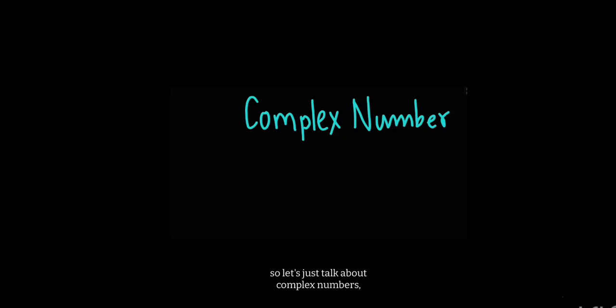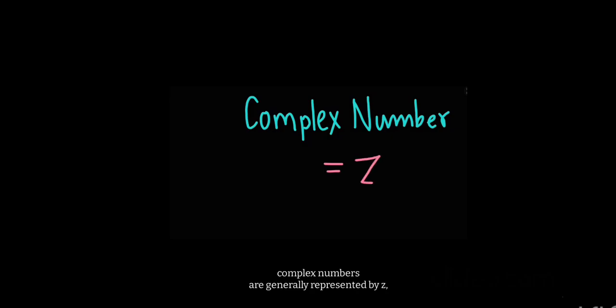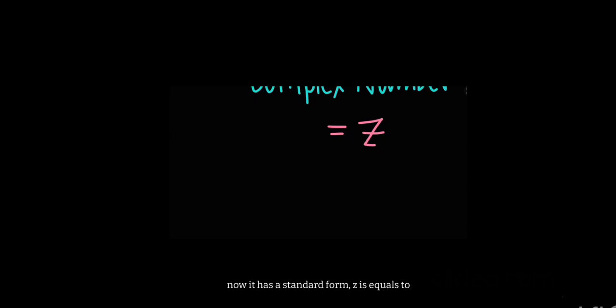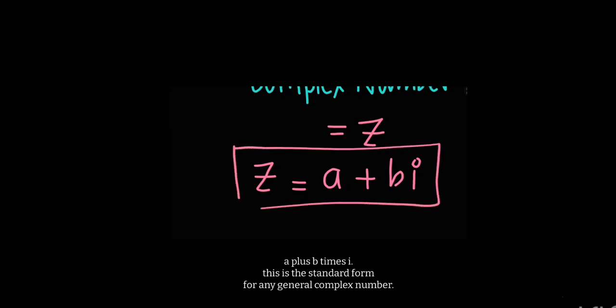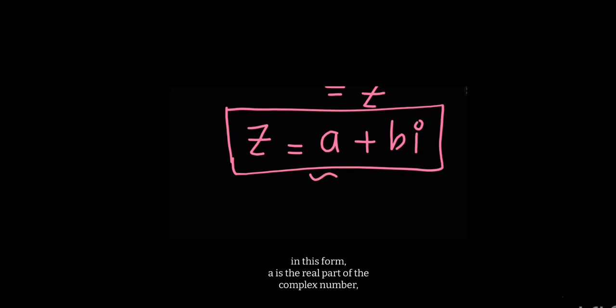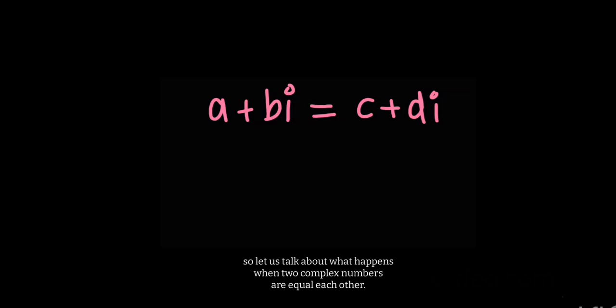So let's just talk about complex numbers. Complex numbers are generally represented by z. Now, it has a standard form. z is equal to a plus b times i. This is the standard form for any general complex number. In this form, a is the real part of the complex number, whereas b times i is the imaginary part of the complex number.